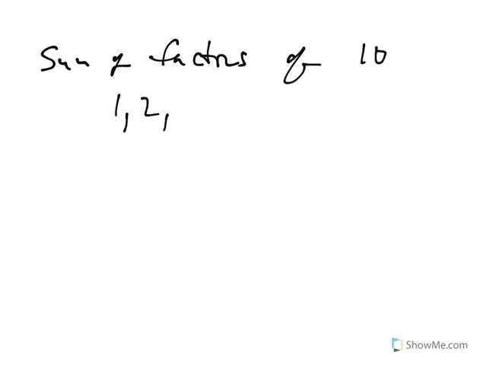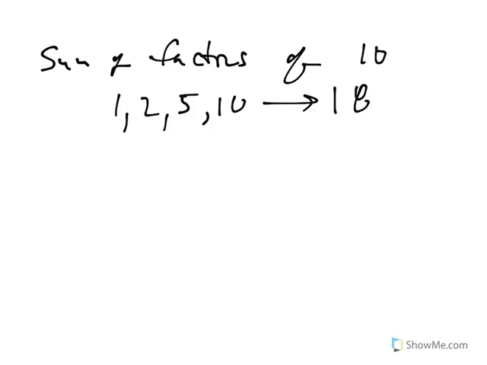First thing is going to be a sneaky trick for figuring out the sum of the factors of any number. Like the sum of the factors of 10. We know that 10 is 1, 2, 5, 10. So the factors, all of them, add up to 18.